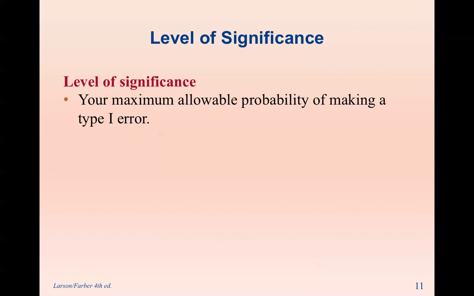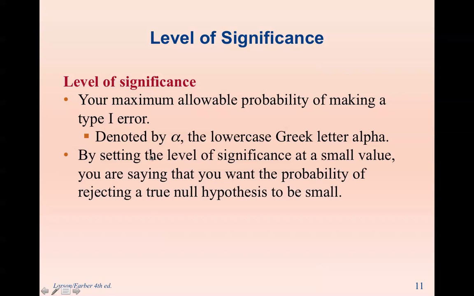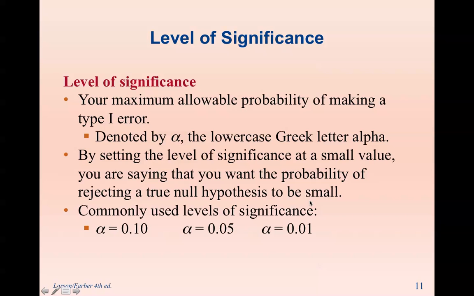All right, there's a couple other things we need to discuss. There's the level of significance. It is your maximum allowable probability of making a type 1 error, which I will discuss in just a moment, and it is denoted by alpha, the lowercase Greek letter alpha. By setting the level of significance at a small value, you are saying that you want the probability of rejecting a true null hypothesis to be small.